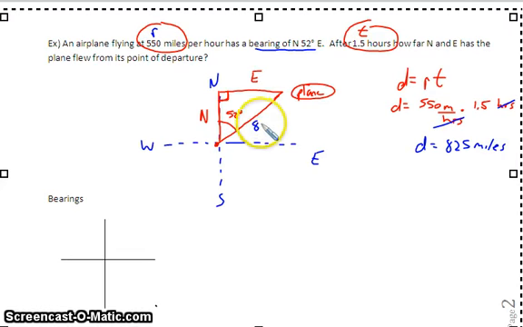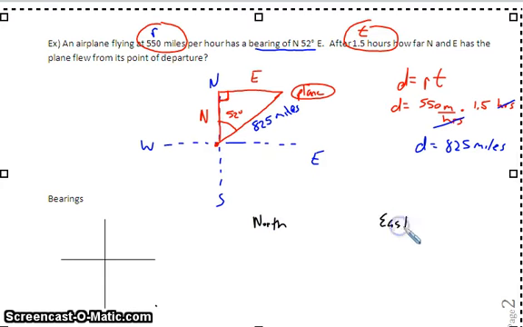Again, a common mistake that students will do is they'll put this down as 550 when that's a rate, that is not a distance, and that's what I want to know, is how far has it flown. Therefore, that would be 825 miles. So, I need to do two things here. I need to find the north distance, and I need to find the east distance.